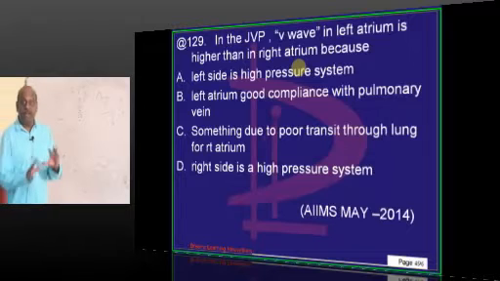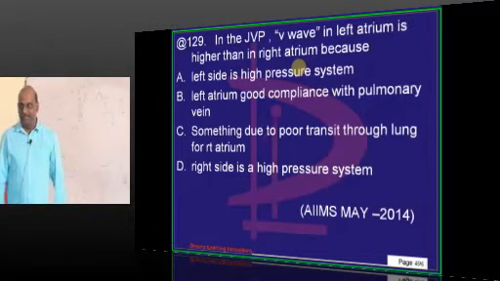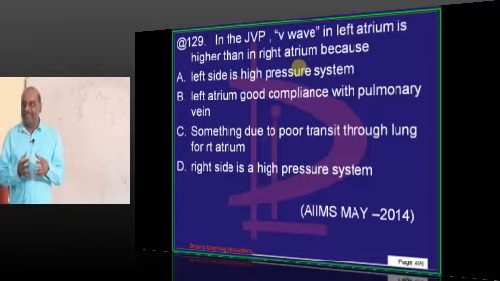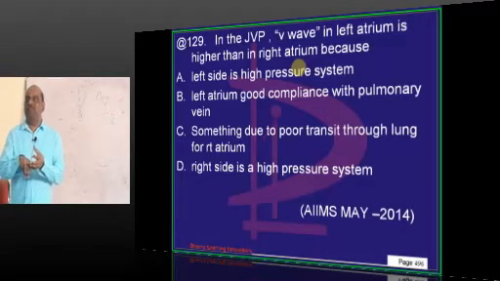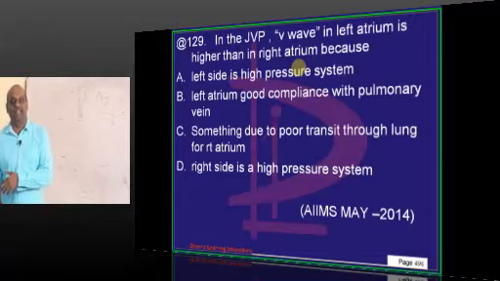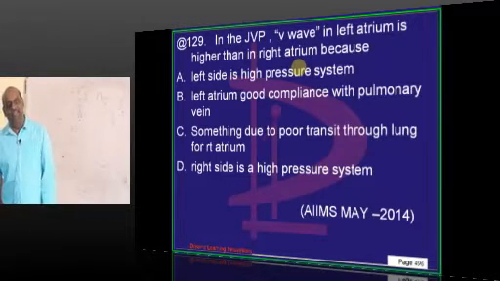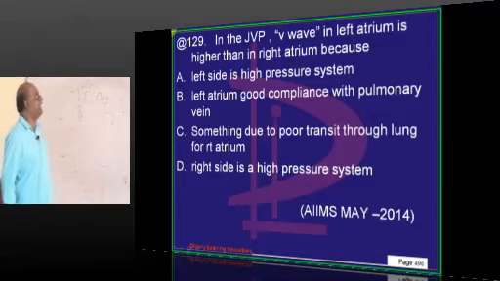So left atrium naturally only muscle is very thick, it is less compliant. Any falling of blood into that will raise pressure more compared to that of right atrium. Hence V wave is more prominent in the left atrium compared to that of the right atrium is what we need to basically remember.